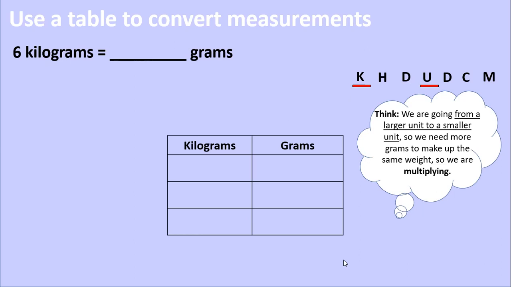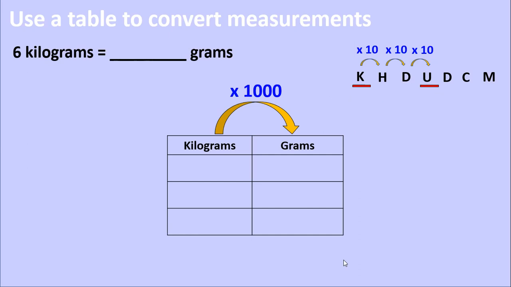Starting at the K, because we're starting with kilograms, we're moving over 1, 2, 3 places. That's 10 times 10 times 10, which is 1,000. So we need 1,000 grams to make up each kilogram. Now we can start entering those kilograms into our table.